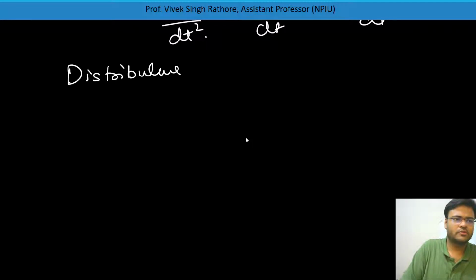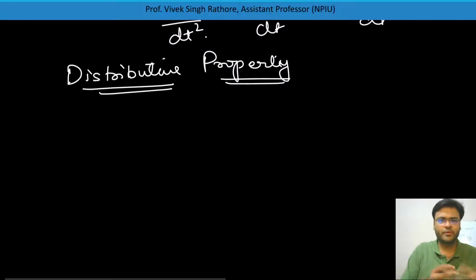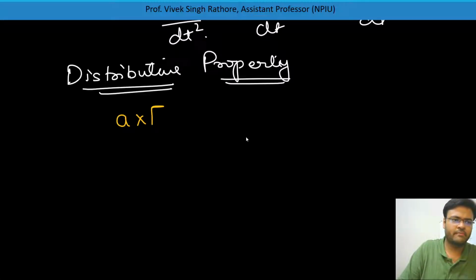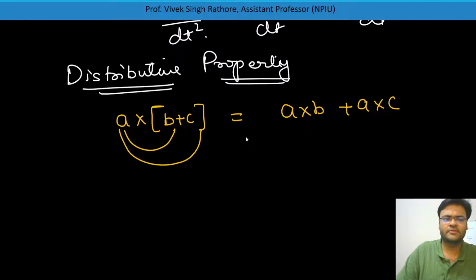Now we'll see the distributive property. What does distributive property mean? The name suggests it is distributing. Actually, distributive property means that whenever a signal is multiplied by signals which are adding, we get a into b plus a into c. This you have studied in mathematics also.